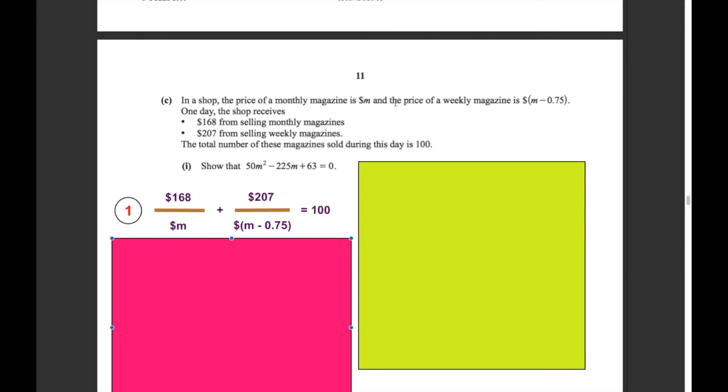And we'll do the same for the weekly one, which is the 207 over M minus 0.75. And they told us the total number of these sold during this day is 100. So we'll just equal it to 100. And that's why there's no dollar sign in front of this 100, because at the end the dollar signs do cancel out. Okay.